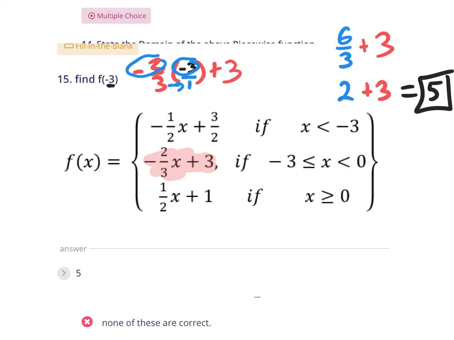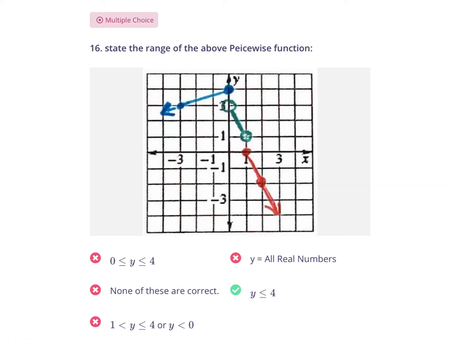Likewise, if I wouldn't have given you the actual algebraic piecewise function, if I gave you the visual graph, you could also answer this just by going to the x value of negative 3 and seeing where your graph is at, which in this case, it would be at positive 5 on the y. We'll get to that in a future question.